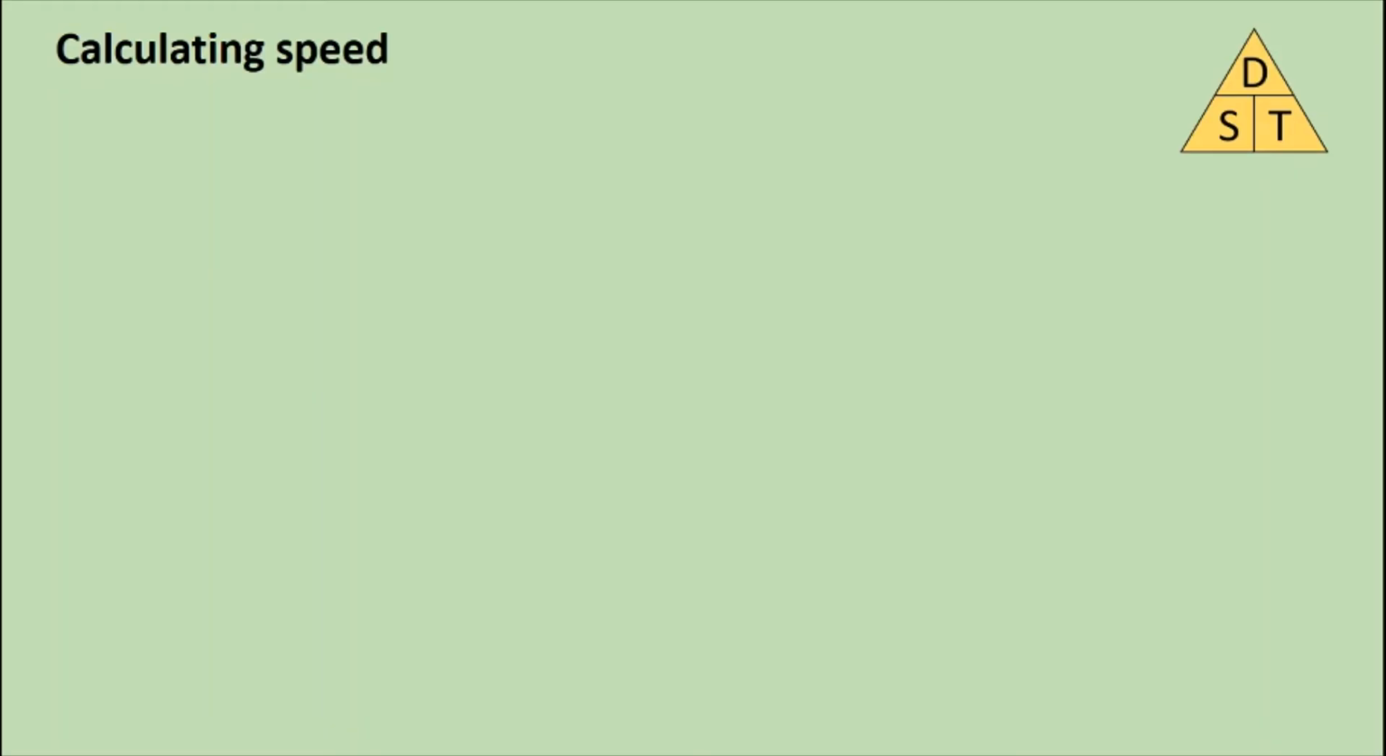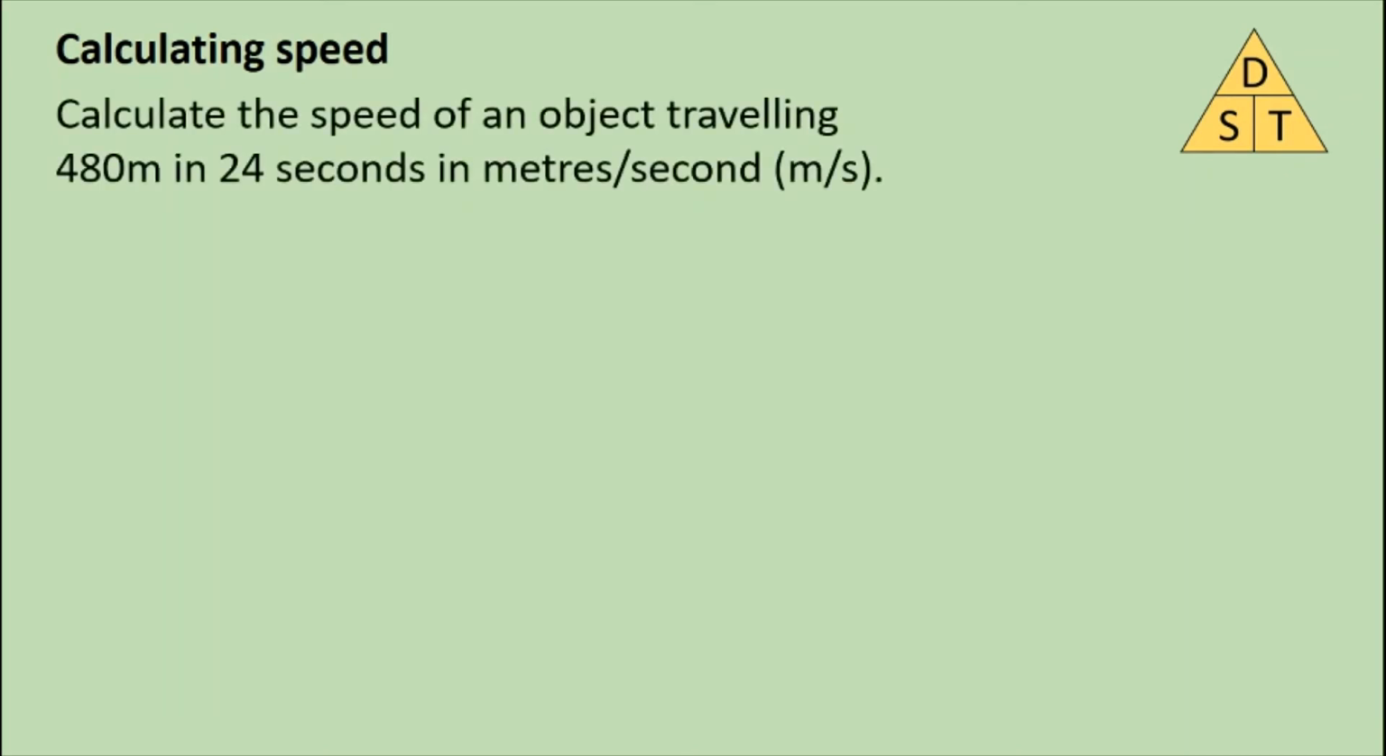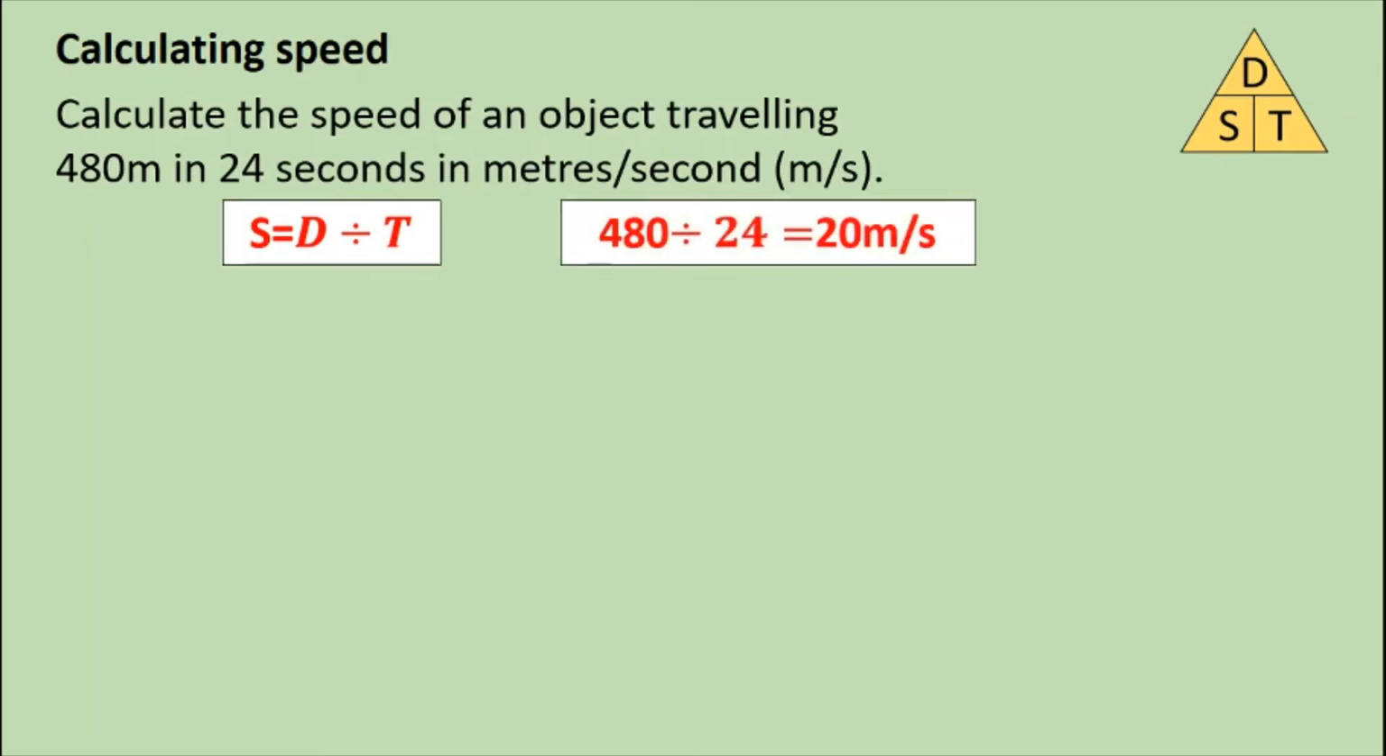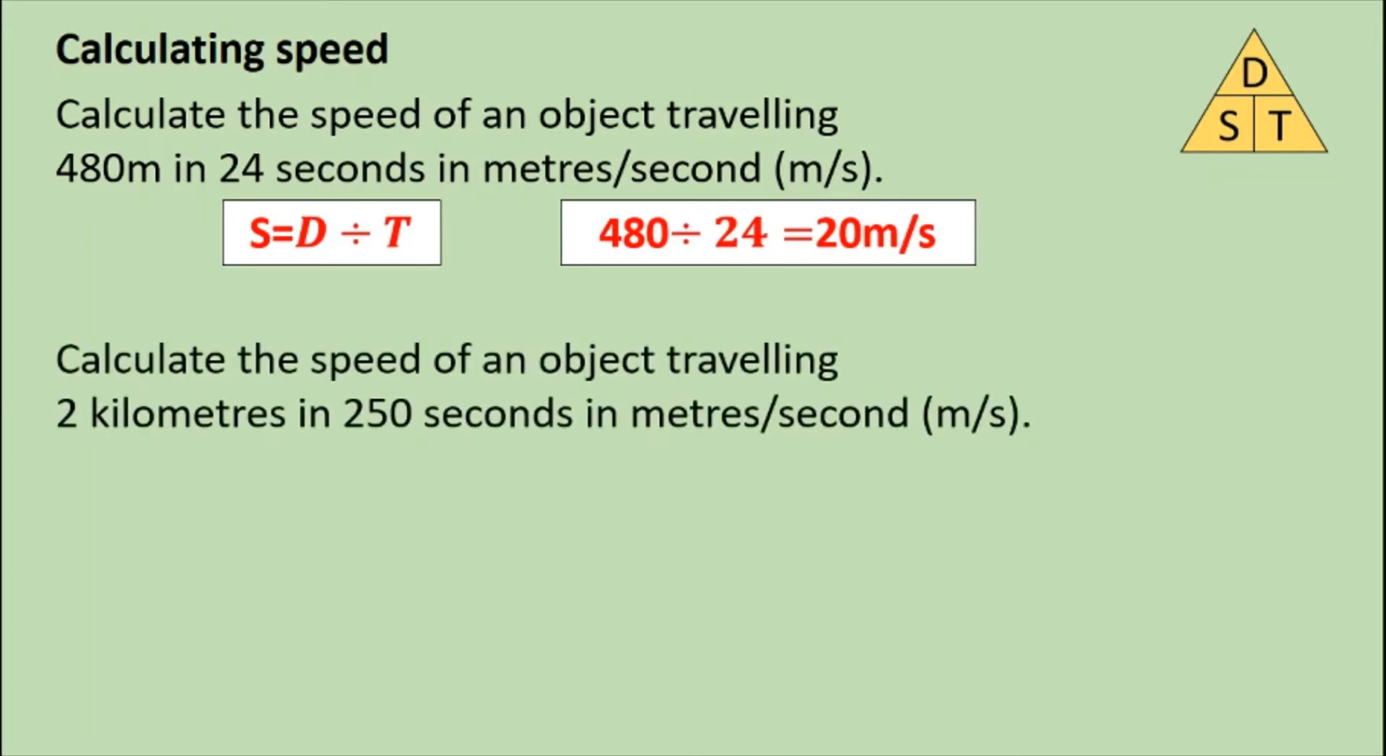Okay, so calculating speed. If we want the speed of an object travelling 480 meters in 24 seconds in meters per second, then we'll use our triangle to get the formula. Speed is distance divided by time, and 480 meters divided by 24 seconds is 20 meters per second. That's all fine. Here's a second question that's similar.